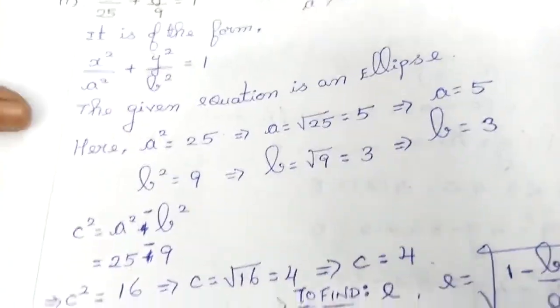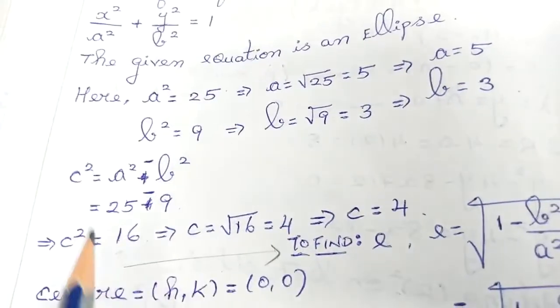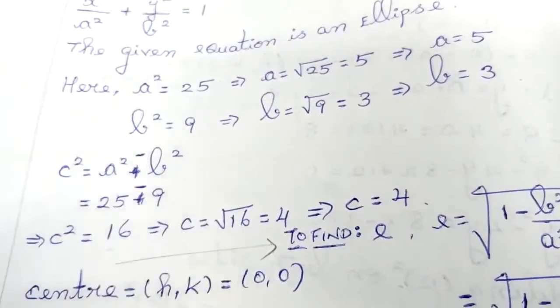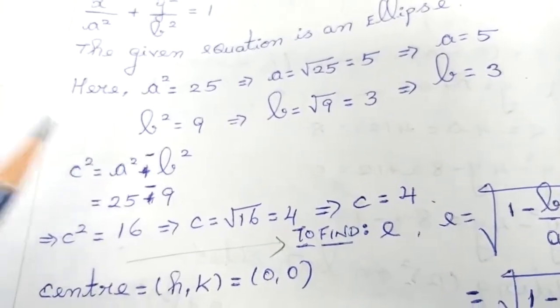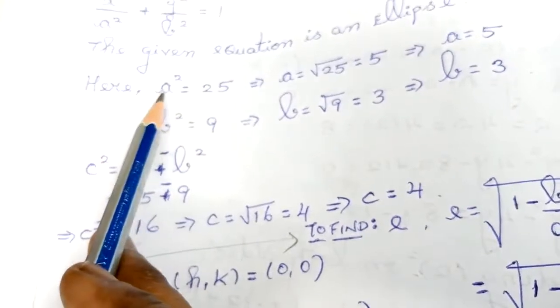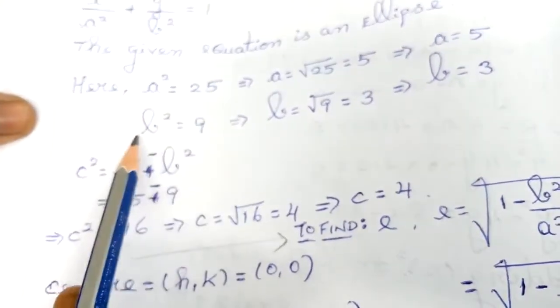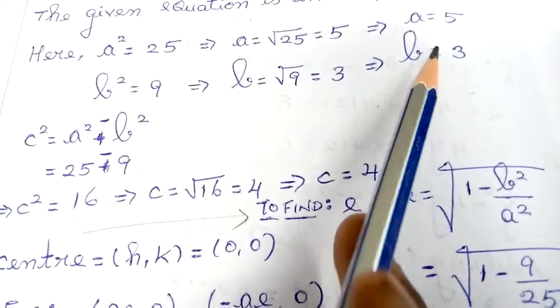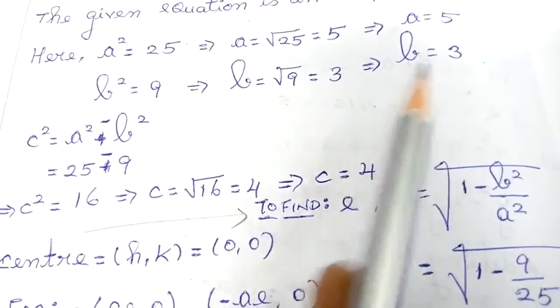Next, students, we are going to find 4 concepts in this case. That is, we are going to find a, b, c and e. So already I told you a square means 25, b square 9. So automatically, after calculating, the value for a is going to be 5 and b is going to be 3.